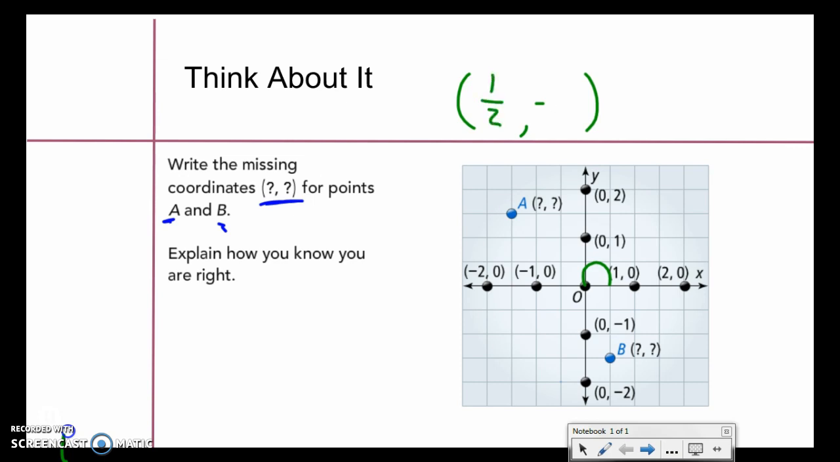Alright, for our y-coordinate, we do go past the negative 1, but we do not pass the negative 2. We get halfway between 1 and 2. Okay? So the coordinates for B would be 1/2 and negative 1 and 1/2. Alright? This might be confusing right now, but at the end of the lesson you'll totally get it. Okay?